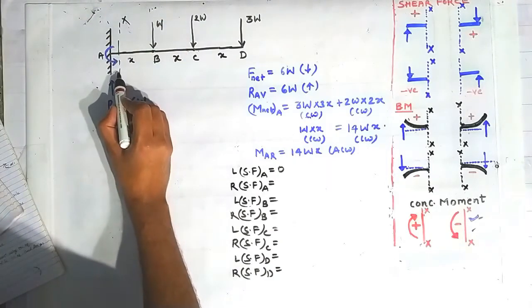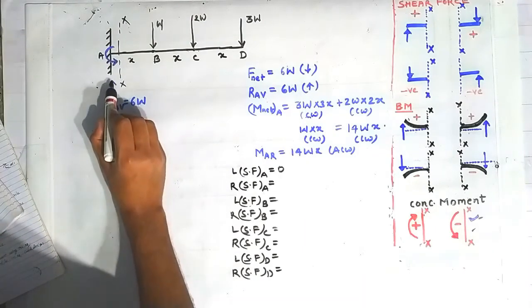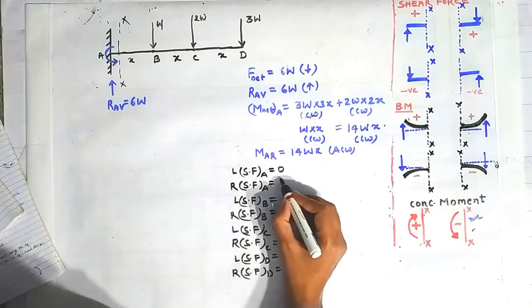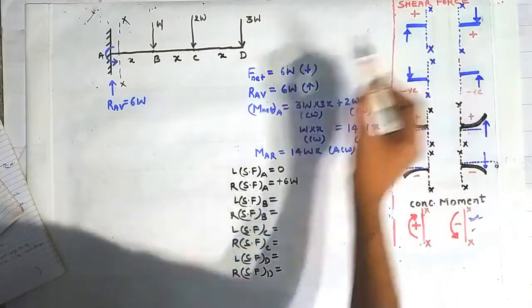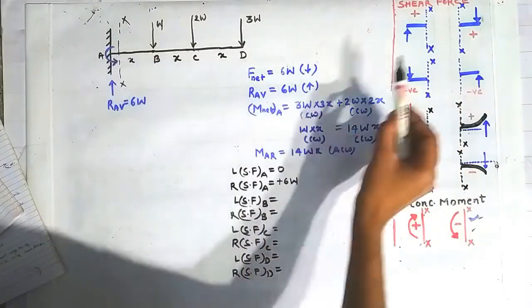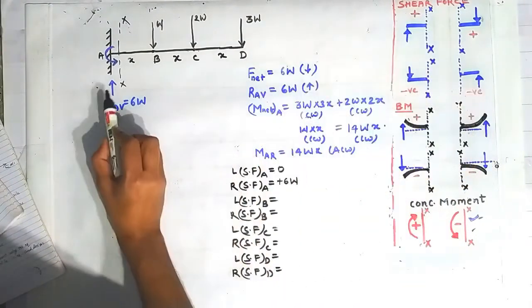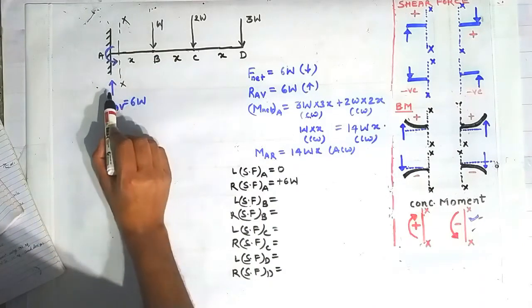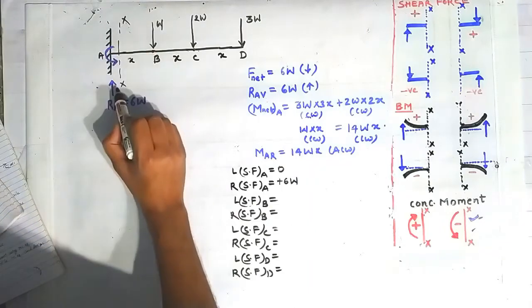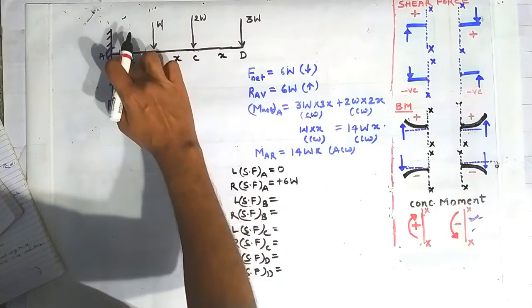Now looking on the left side of this section, you can see that the force acting at the point A, that is the reaction force, accounts for a positive shear force of magnitude 6W, that is plus 6W according to this sign convention. This force is going vertically upward with respect to this section XX, on the left side of the section XX. That's why it is taken as positive. Now we will calculate the shear force on the left side of the point B.